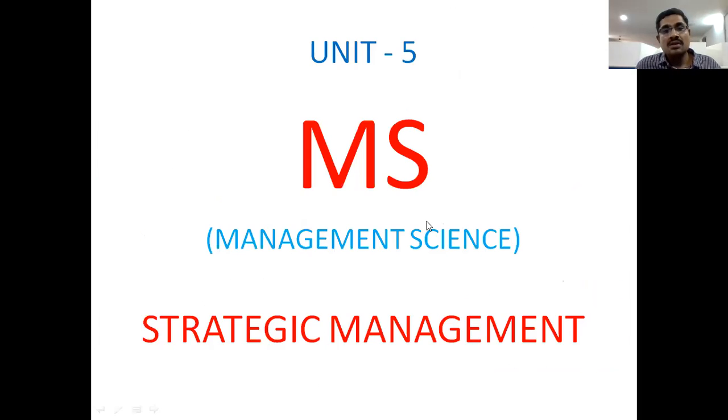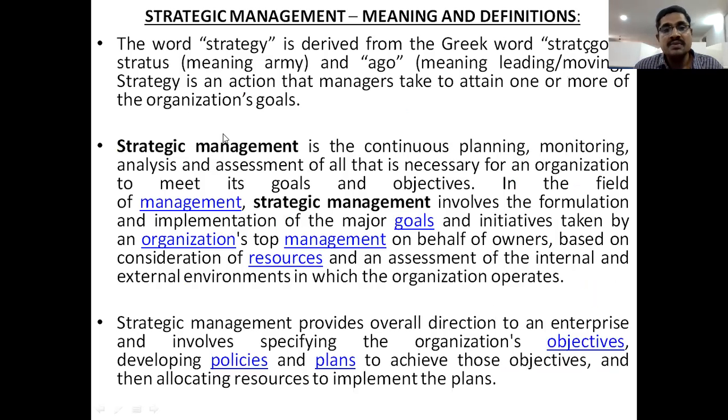So up to now, we discussed strategic management. The word strategy is a Greek word, coming from strategos: stratus and agos. These are the two words. Stratus means army, and ago means leading the team, moving the team, encouraging the team. So strategic management: first of all, strategy means a very excellent, extraordinary, superb plan.